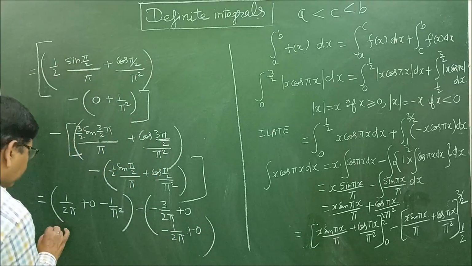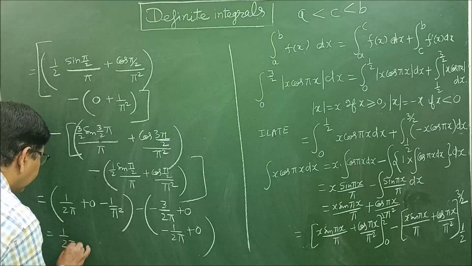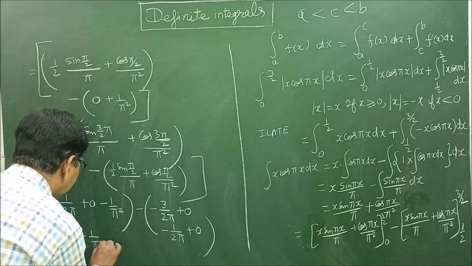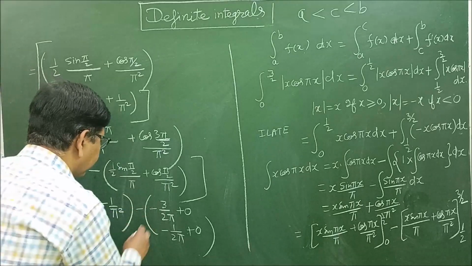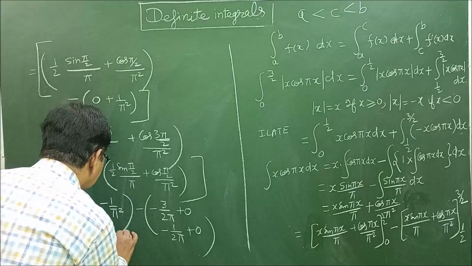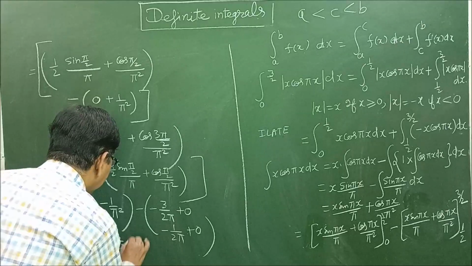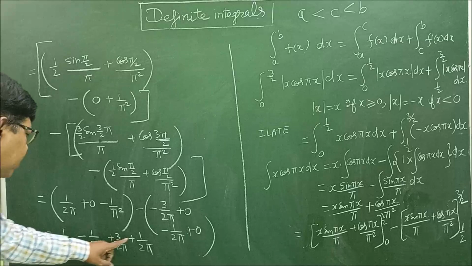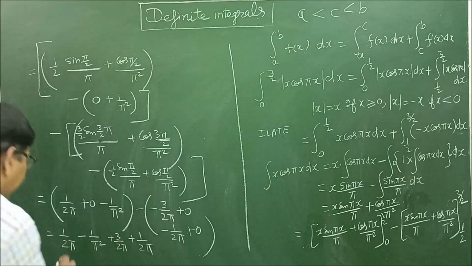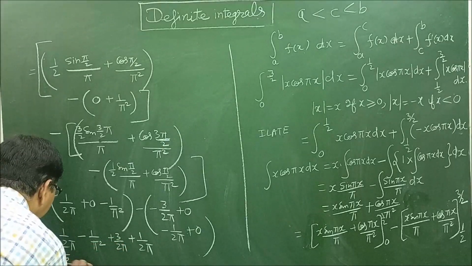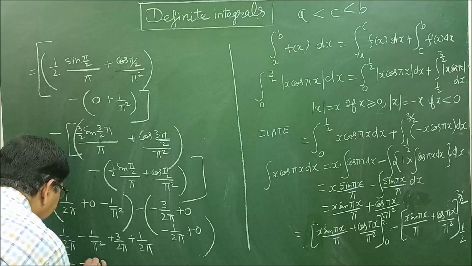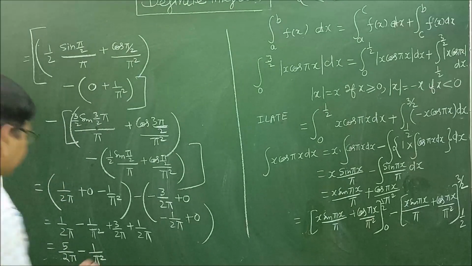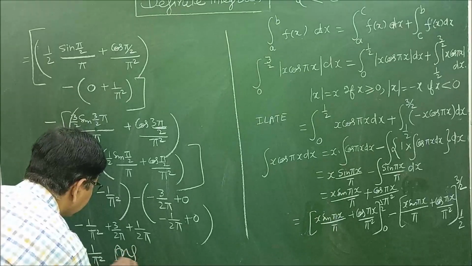So this is equal to 1 upon 2 pi minus 1 upon pi square plus 3 upon 2 pi plus 1 upon 2 pi, that is 5 upon 2 pi minus 1 upon pi square. So this is the final answer of this question.